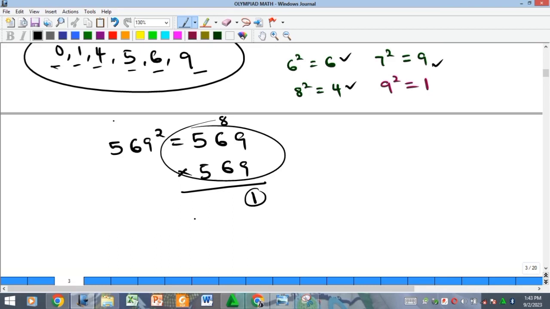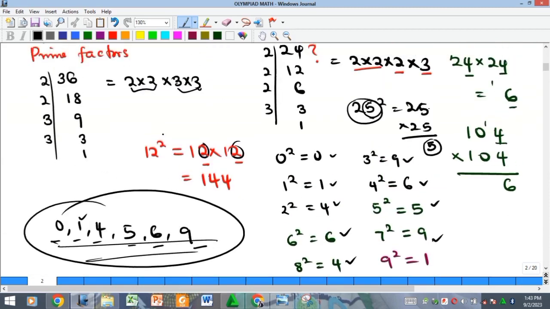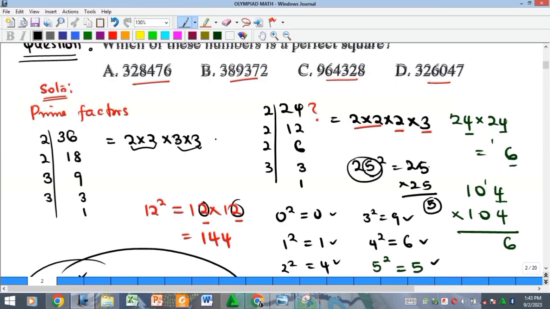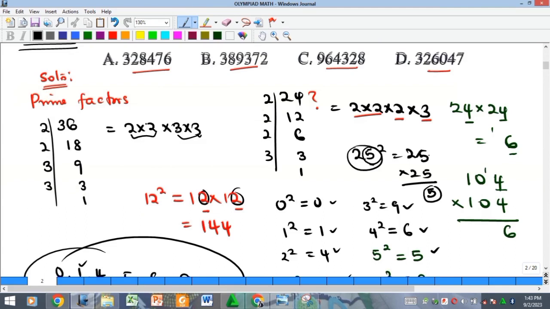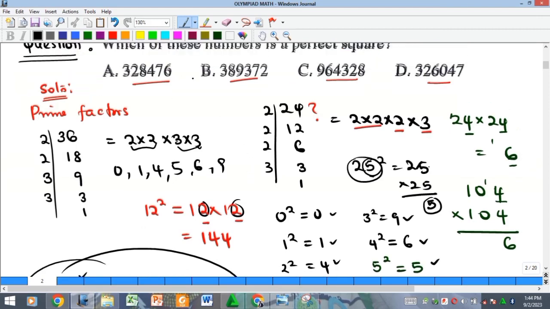So whatever number you pick, if you take the square of that number, the last digit will be any of these 6 digits. And that is what will help you answer this question. Whenever we have a perfect square, the last digit of that number will be 0, 1, 4, 5, 6, or 9. And that will help you answer this question.